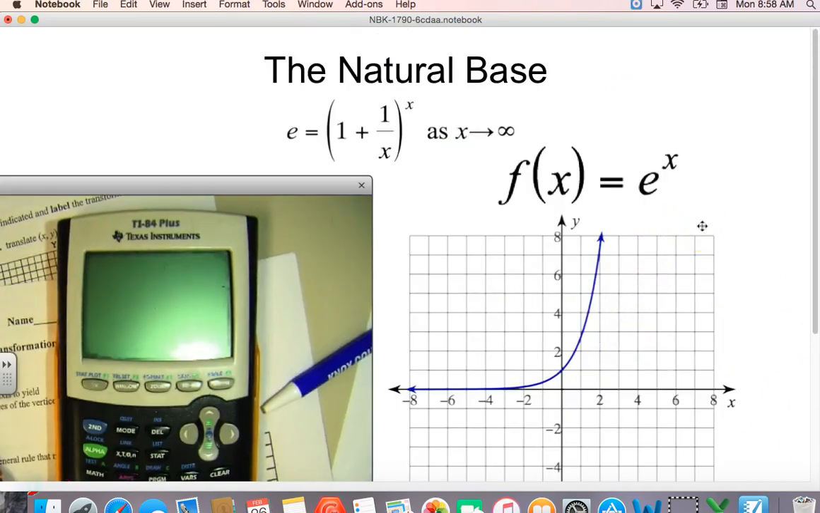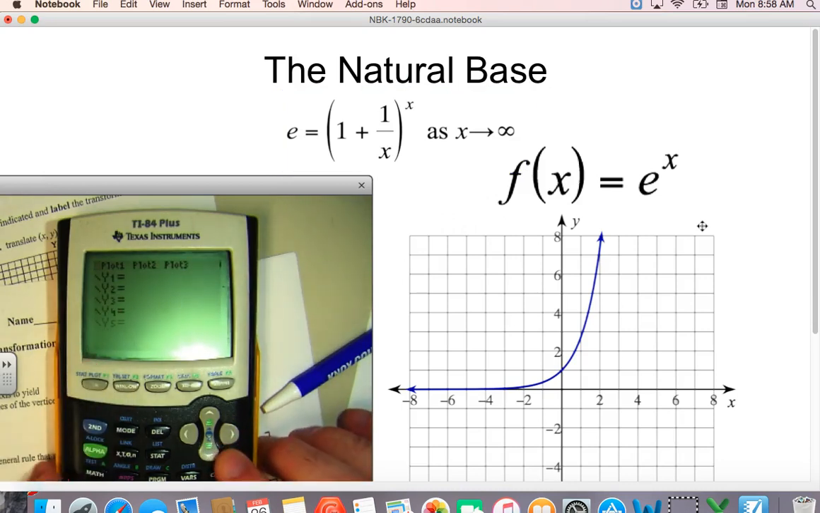Talk about something called the natural base. So the natural base, we use the letter e to represent the natural base. And here's the definition, essentially, of the natural base. Okay, so the natural base, e, is what you get when you evaluate this function right here, 1 plus 1 over x raised to the x, as x approaches infinity. So as x gets bigger and bigger, you're getting closer and closer to the actual value of e. All right, so now let's look at this on a calculator.